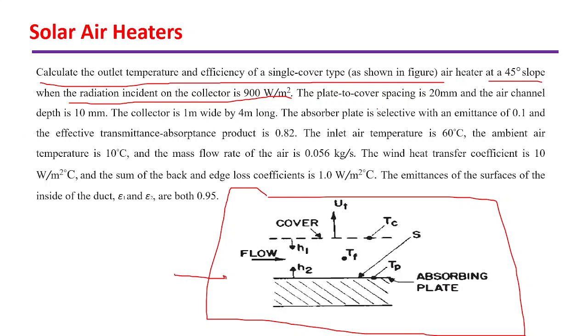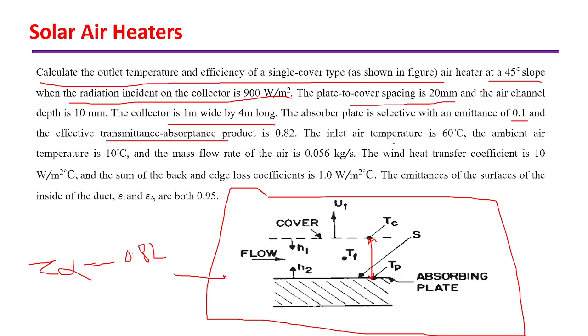The plate to cover spacing is 20 mm, and the air channel depth is 10 mm. The area is also given, 1 meter wide and 4 meter long. The absorber plate is selective with an emittance of 0.1, so epsilon P is given here, and the effective transmittance absorptance product, tau alpha, is 0.82.